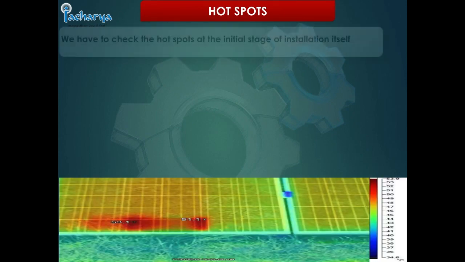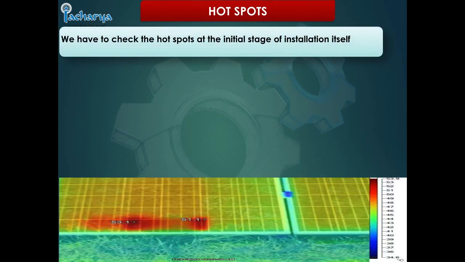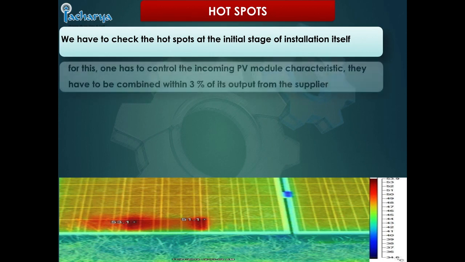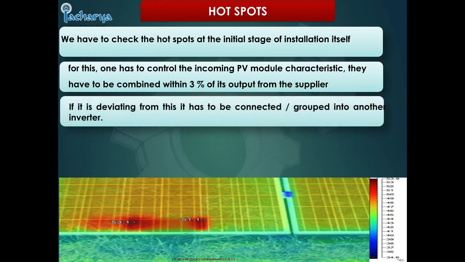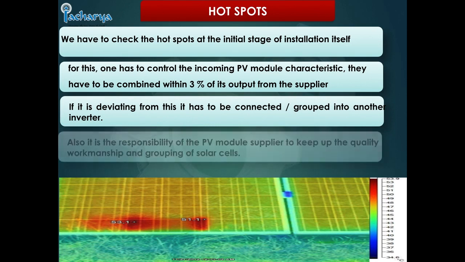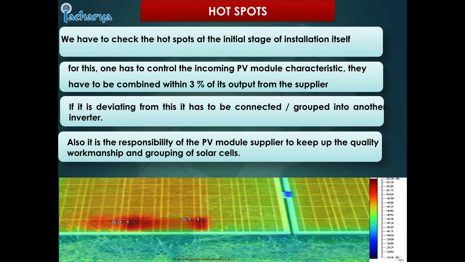Hotspots. We have to check for hotspots at the initial stage of installation itself. For this, one has to control the incoming PV module characteristics. They have to be combined within 3% of their output from the supplier. If a module deviates from this, it has to be connected or grouped into another inverter. Also, it is the responsibility of the PV module supplier to keep up quality workmanship and grouping of solar cells.